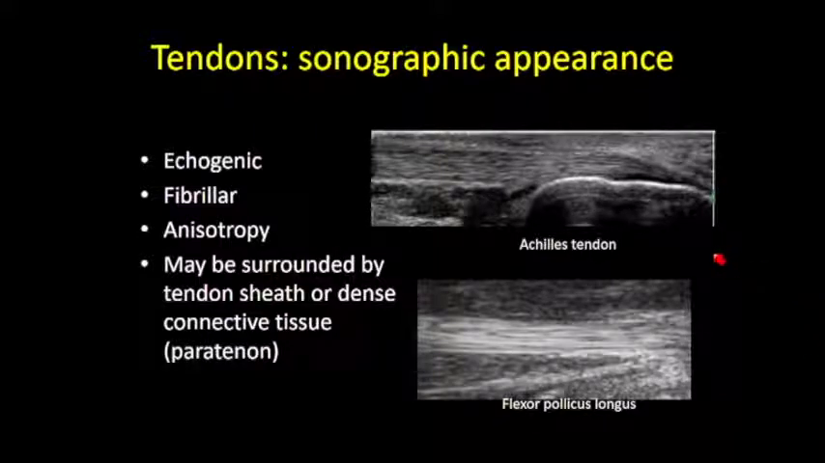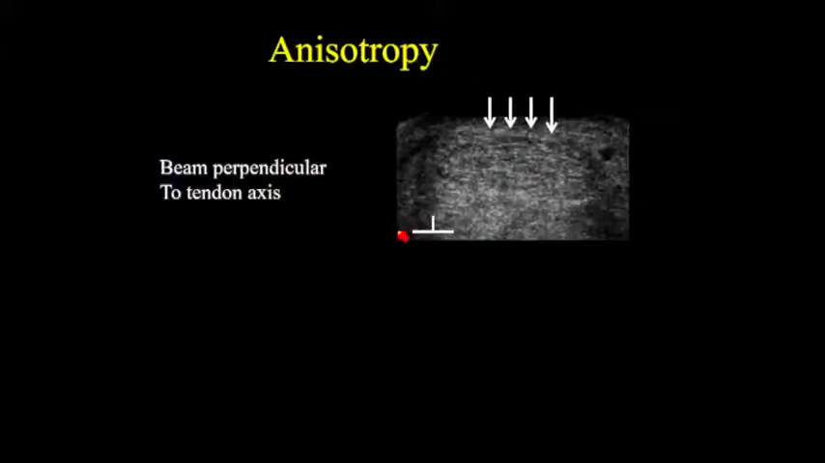Well, regardless of where you are in the musculoskeletal system, tendons, because of that arrangement of extracellular collagen, will have this very echogenic fibrillar look, so this appearance. So this is the flexor pollicis longus tendon in the thumb. This is the Achilles tendon in the back of the heel. So they're echogenic, they're fibrillar. They display a property known as anisotropy that we'll talk about in a few moments, and of course they may be surrounded by either a synovial lined sheath or fibroadipose connective tissue.